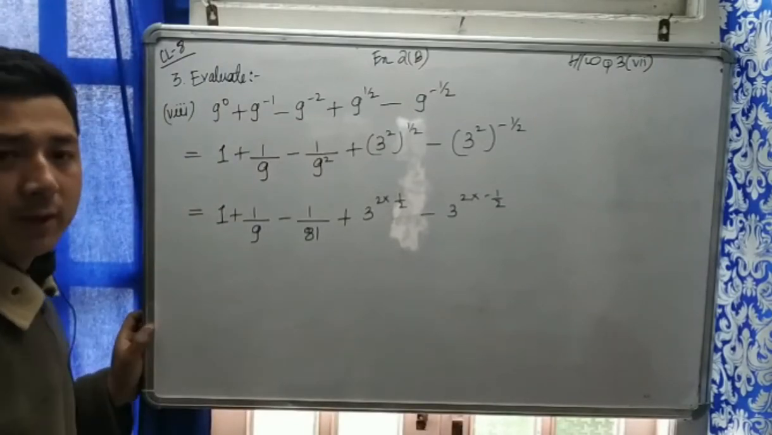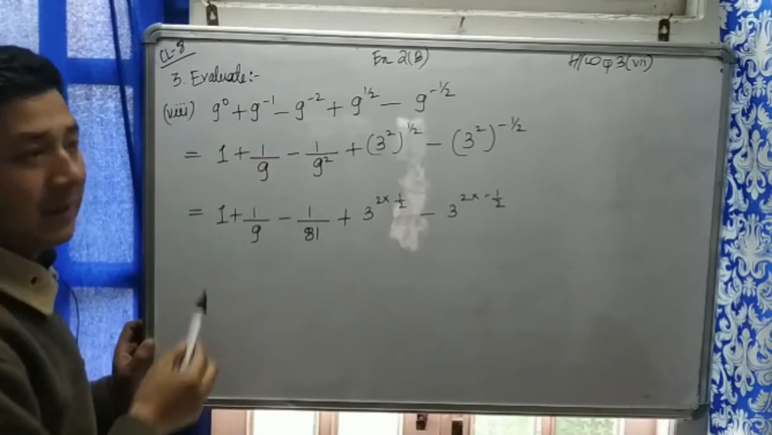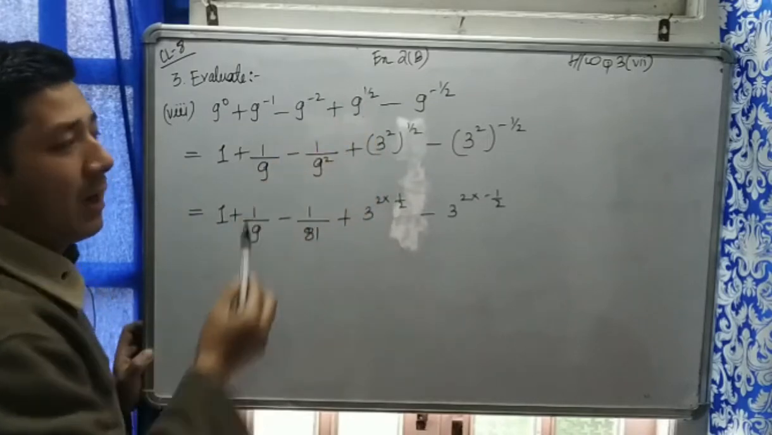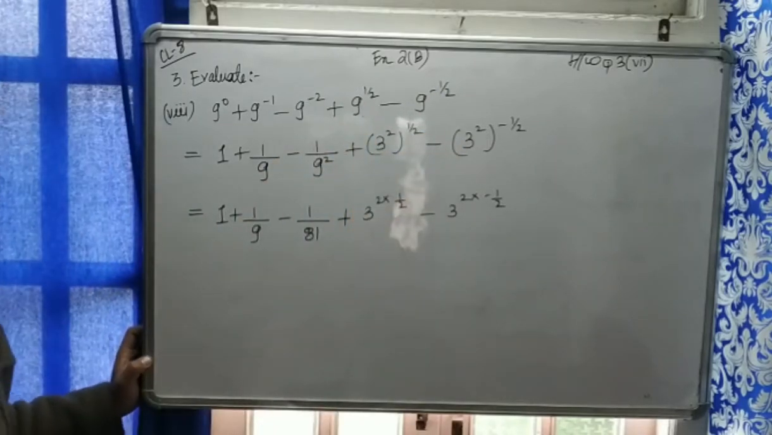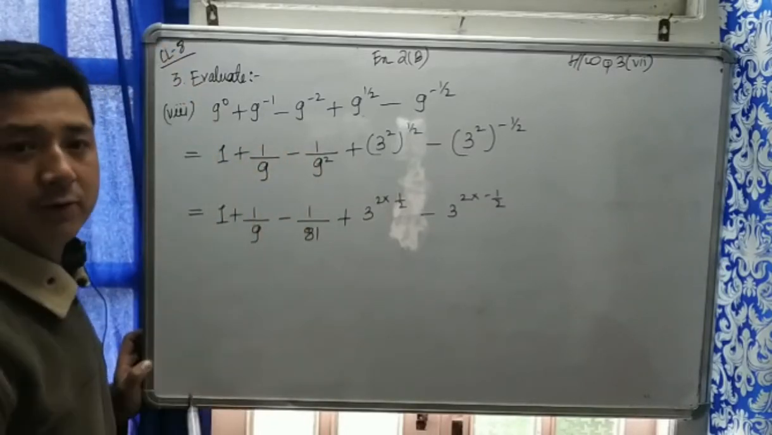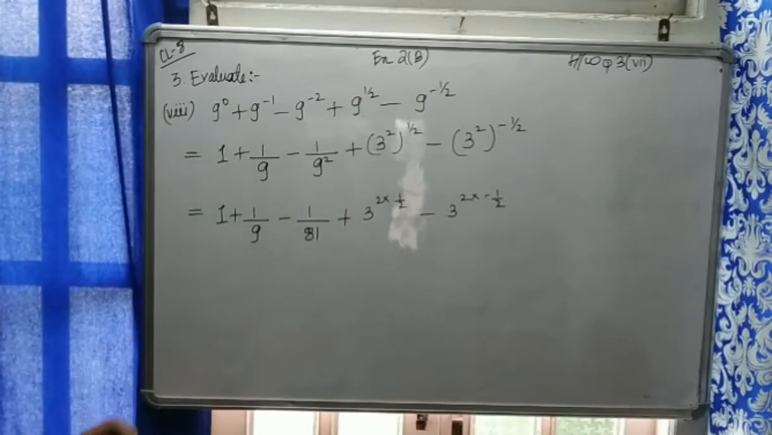Now in question number 3, part 8, the question is 9 to the power 0 plus 9 to the power minus 1 minus 9 to the power minus 2 plus 9 to the power half minus 9 to the power minus half. Wherever the power is negative, we will make the power positive by taking it down to the denominator, and wherever it is to the power half, we'll try to write it in its exponential form.